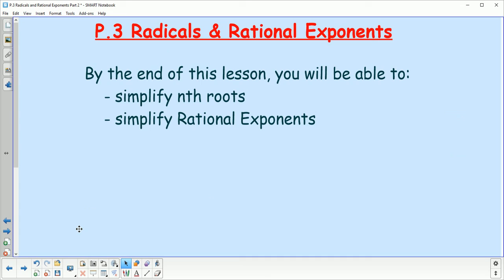Okay, and that is it for part 2 of P.3, real short, real quick, and we will see you next time. We're going to talk some more in groups about rational exponents and trying to create some that we can simplify partially. Okay, see you next time.